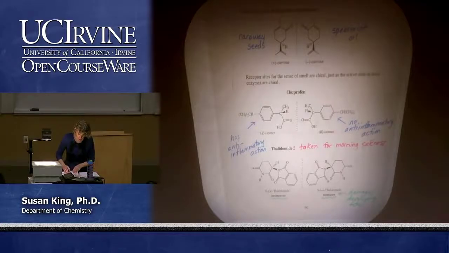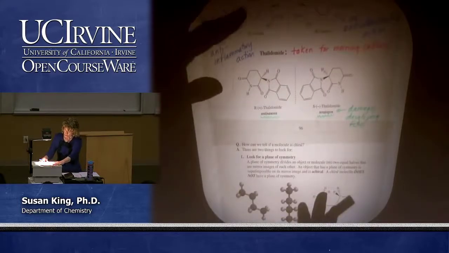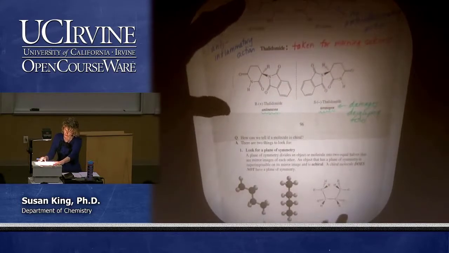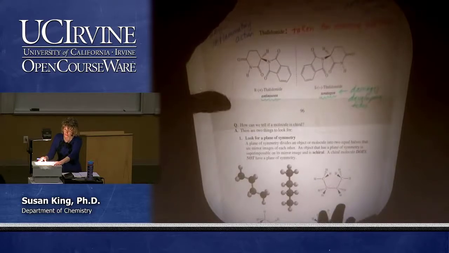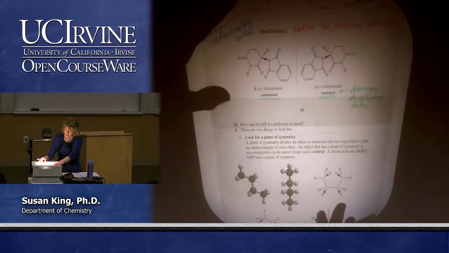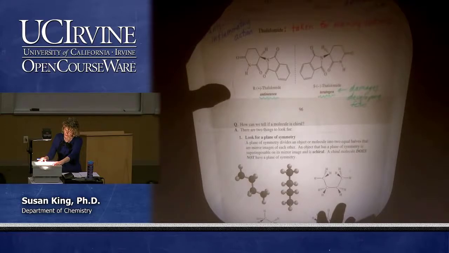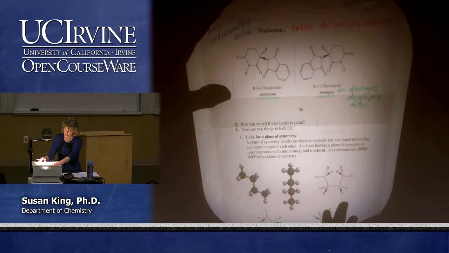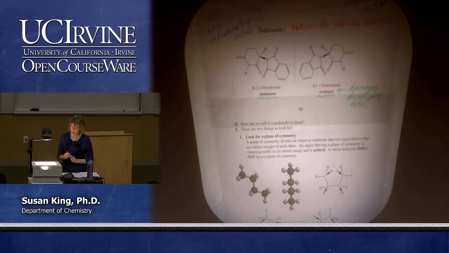All right, so how can we tell if a molecule is chiral? All right, let's do that. A couple things to look for. Two things we're going to look for. We're going to look for a plane of symmetry. A plane of symmetry divides a molecule or object into two equal halves that are mirror images of each other. An object that has a plane of symmetry is superimposable on its mirror image and is achiral. A chiral molecule does not have a plane of symmetry.